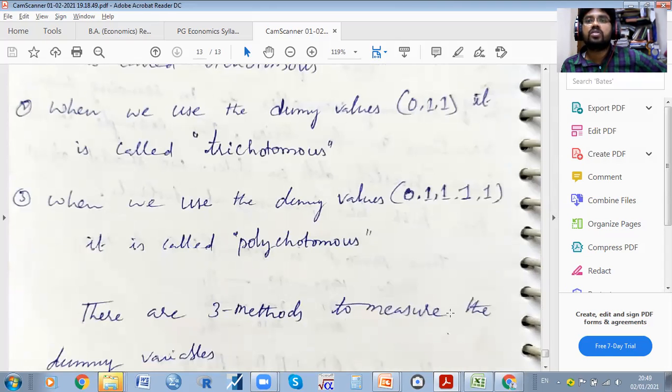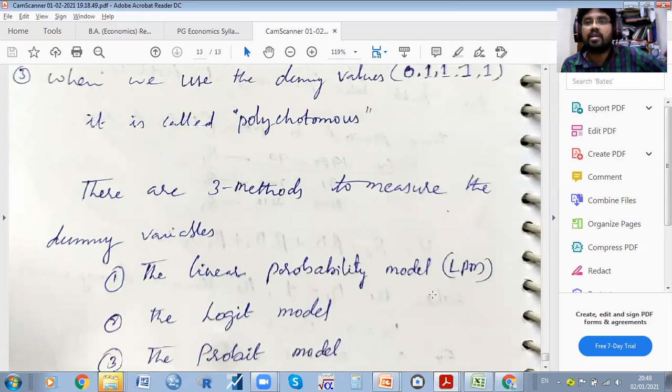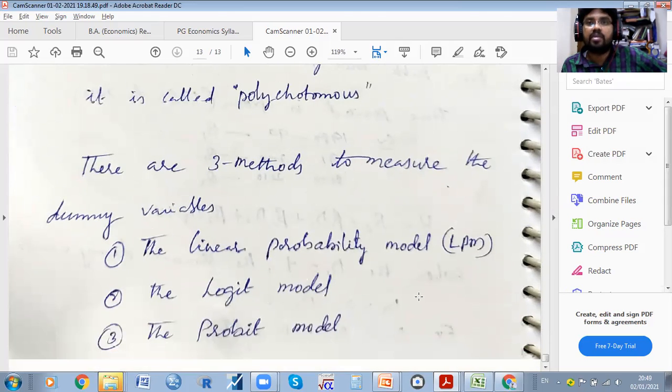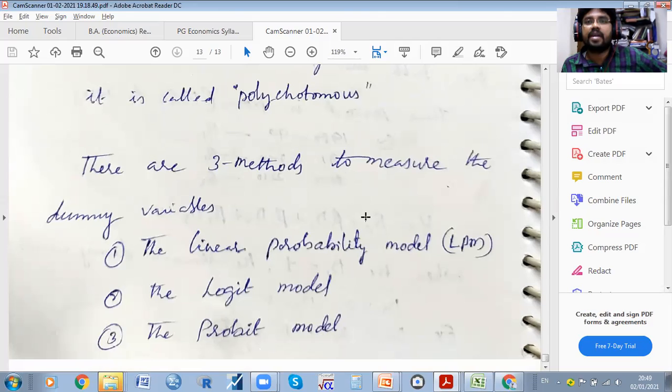So there are three methods to measure the dummy variables. When we have the dummy variable as a dependent variable, we have three methods: the linear probability model (LPM), the logit model, and the probit model. So we have three models when the dependent variable is a dummy variable. These are the linear probability model, logit model, and probit model.